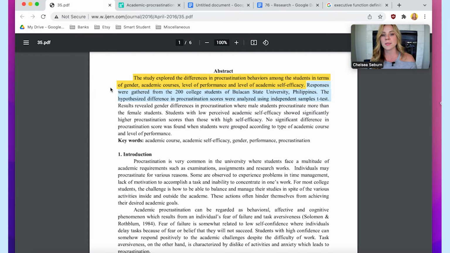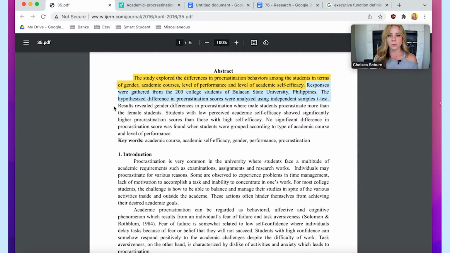I do want to point out something here. So we have this right here, Bulacan State University, Philippines. This is a key that this research is based on a study done in the Philippines. And so this keyword does not disqualify this research paper from being a potential source in our research. However, you would need to make the decision if a study done in the Philippines is going to fit your paper. Okay, moving on down, we have right here.